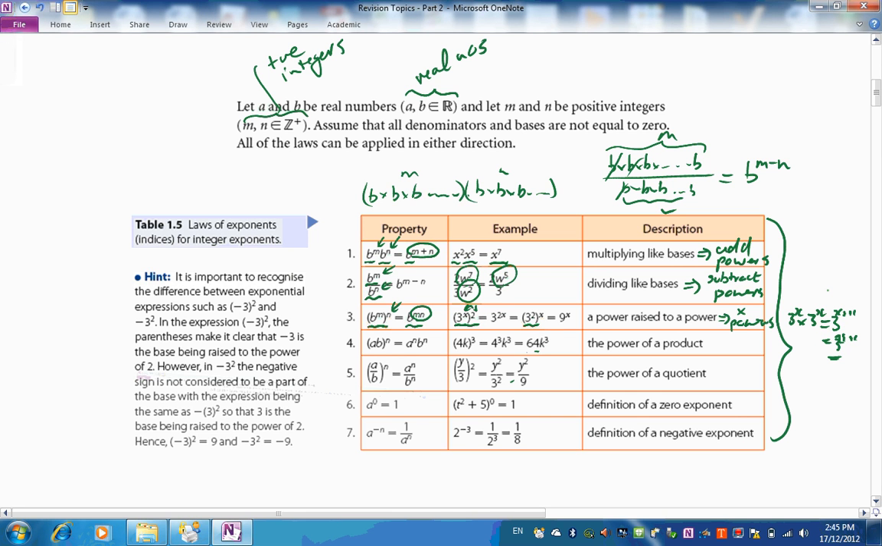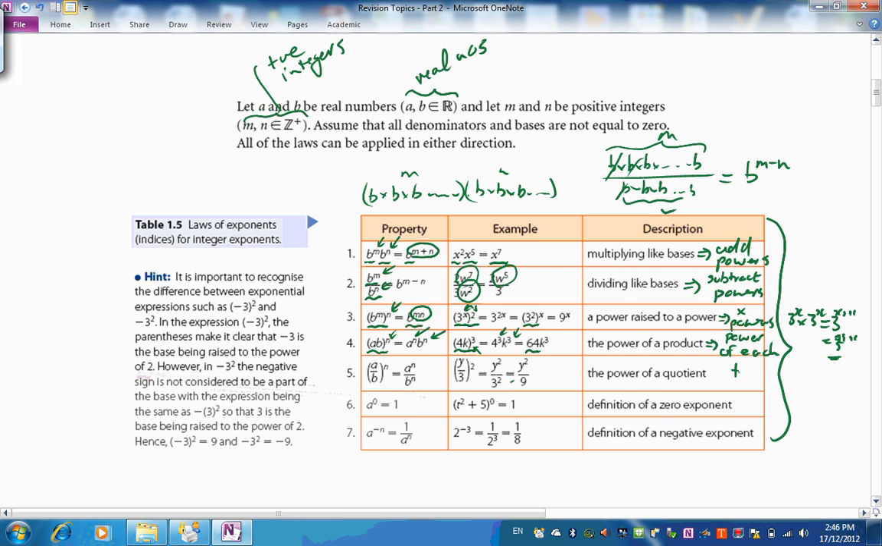The next two are fairly easy. The idea that if you have a power of two numbers multiplied together in a bracket, then you have to do that raising of the power to both the terms in the bracket. So it's a to the m by b to the n. So when we get this one here, 4k all cubed, because of the bracket, you've got a cube to 4 and a cube to k. And cubing 4 is 64. So the power of a product is the power of each term in the product.